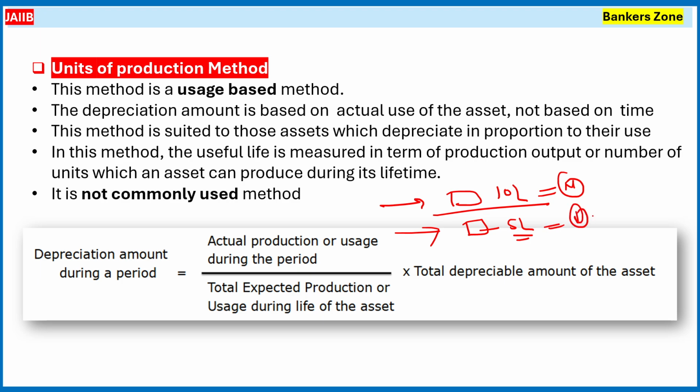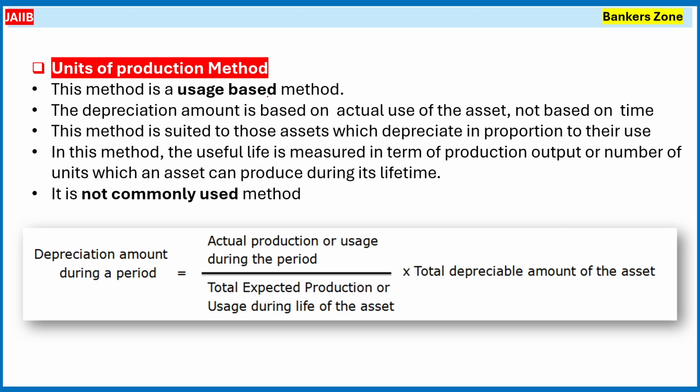So at that time, you will say that I will apply the unit of production method or usage method because I have very little usage, so give me more price. At that time, this method is useful. This is also called the usage based method. The depreciation amount is based on the actual use of the asset, not on time. It is important whether you have used it or not. So this method is suited to those assets which depreciate in proportion to their use.